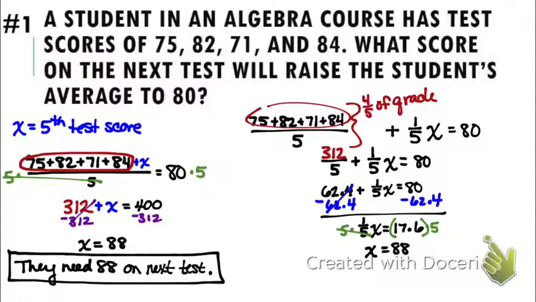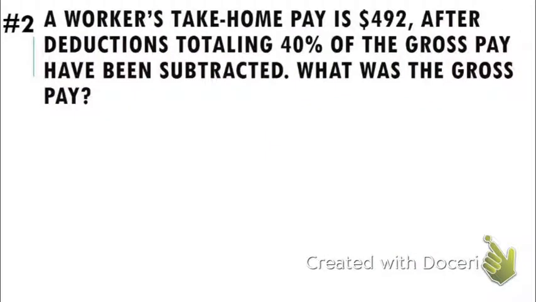Let's look at the next one. A worker's take-home pay is $492 after deductions totaling 40% of the gross pay have been subtracted. What was the gross pay? What is gross pay? That's a good question. Gross is like the biggest. It's not a number. It's a gross figure. Or is it not? There is a measurement that is considered a gross. It's kind of like a ton.